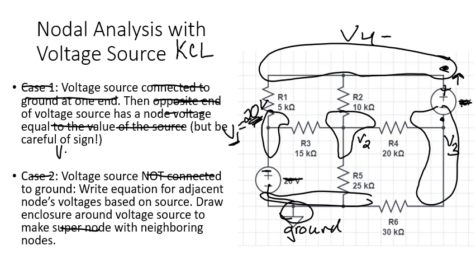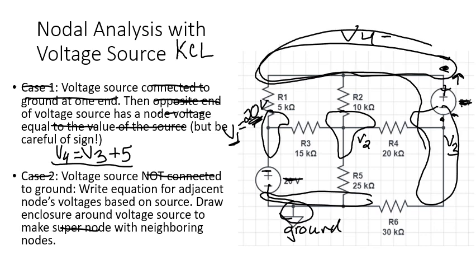So V4 equals V3, the voltage on the other side of that node, but 5 volts higher, so V3 plus 5. That's the equation I must write, just like with mesh analysis, where you had to write that extra equation. So V4 equals V3 plus 5, and then I get to treat the whole thing, V4 and that voltage source and V3, all together as one big supernode.